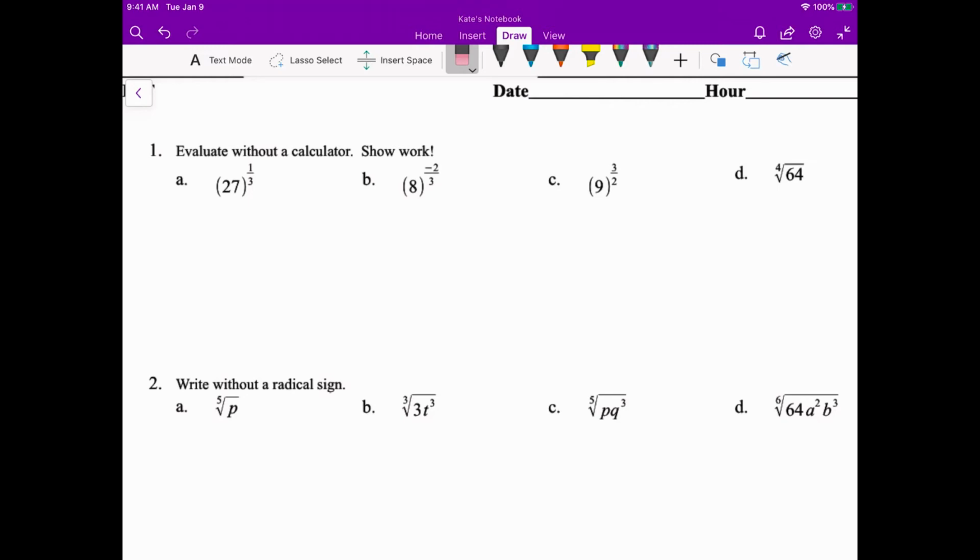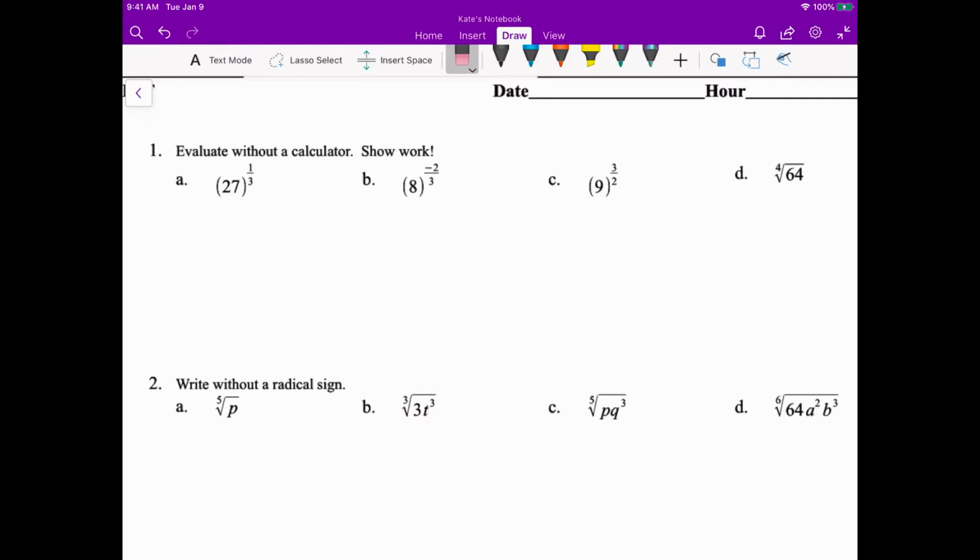Hi guys, I'm going to go ahead and do an example of one of each type pretty much on the 9.1, 9.2 worksheet. I'm going to start with number 1C. So on number 1C, we have 9 to the 3 halves.